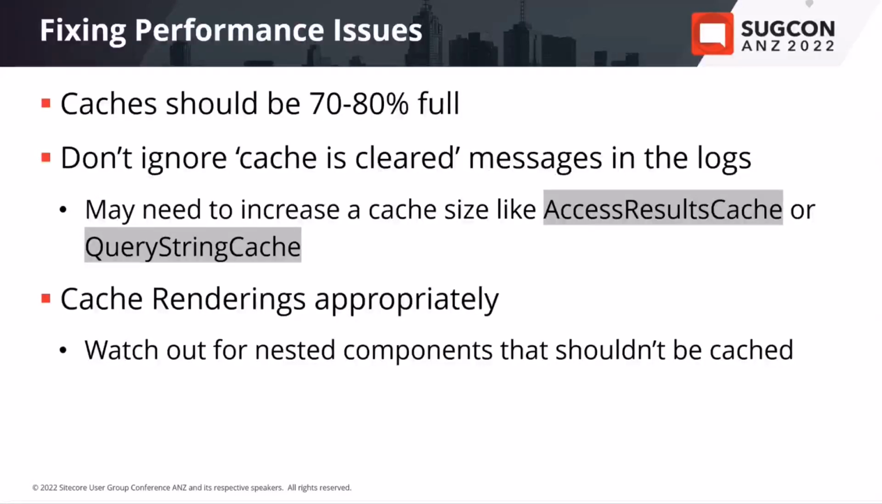And so clearing the cache just means it has to keep reloading. We need to find a good balance for that cache. Not all of these are as simple to configure as well. However, there's good documentation online around setting the query string cache. The access result cache is actually a simpler one to set.